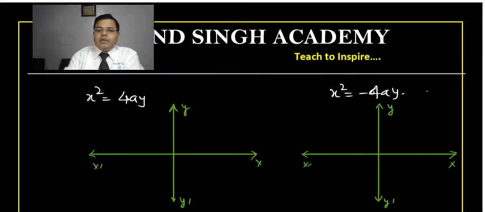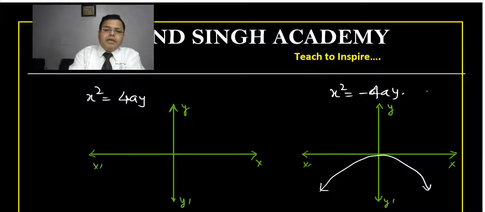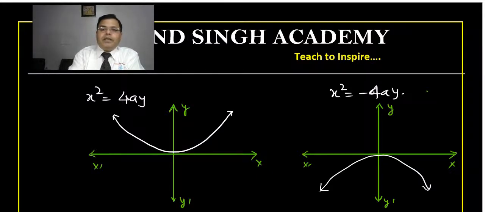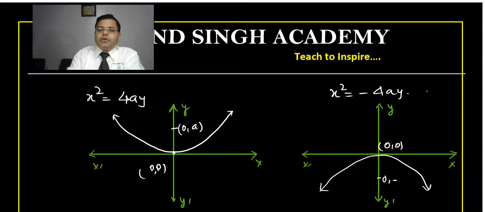So let me draw it. This is a parabola, x square is equal to minus 4y, and it will be downward. This is the other parabola. So x square is equal to 4ay, and this one is x square is equal to minus 4ay. With a power of x, it will be symmetrical about the y-axis. This one has vertex at 0, 0, and this one also has vertex at 0, 0. But the focus is here at 0, a, and here the focus is at 0, minus a.